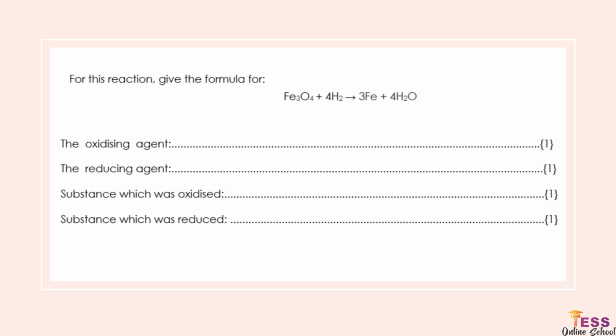Let's try another question. As you can see, this question is testing your knowledge of oxidizing and reducing agents and redox in general in terms of oxygen gain or loss. Have a go at this and return back to the video to add your corrections and to award yourself marks accordingly. For this reaction, Fe3O4 plus 4H2 gives you 3Fe plus 4H2O. Provide the oxidizing agent, the reducing agent, which substance has been oxidized, and which substance has been reduced.